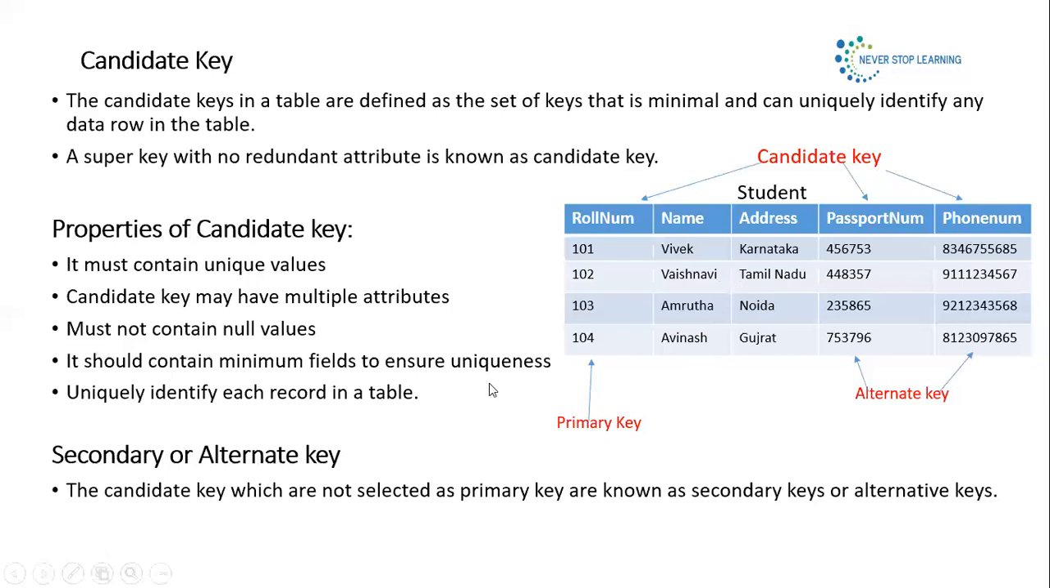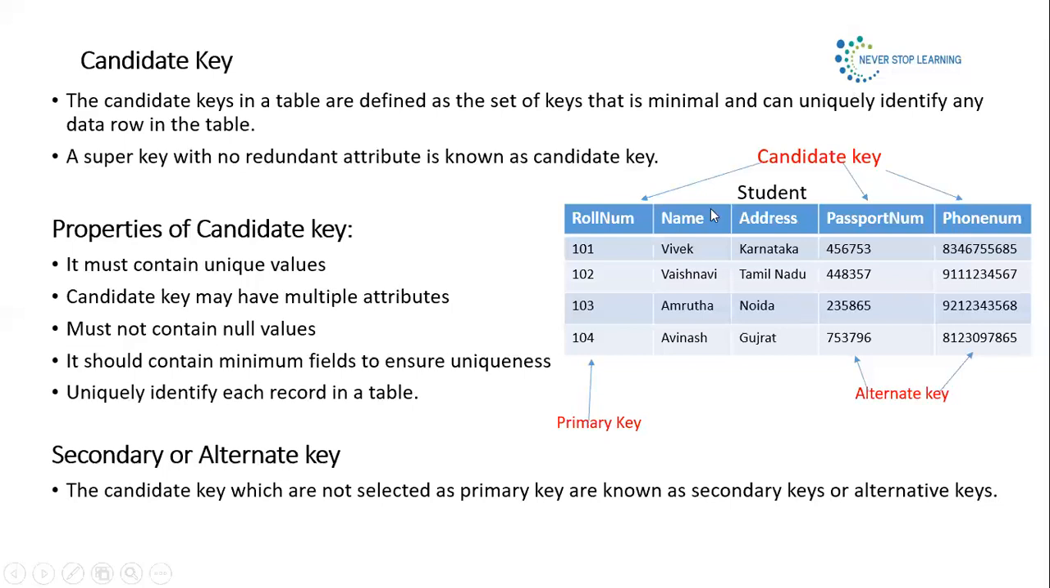It can ensure the uniqueness. So with name and address, I have to take either phone number or passport number along with it to make it a good candidate key. It should uniquely identify each record in a table. Fine. It is the most important property that a candidate key should uniquely identify each row. There should not be any row which is not identified by that candidate key.